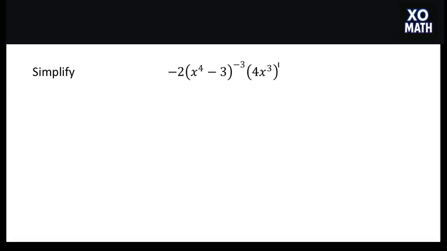So that means that the first thing that we can do is think about this as -2 times the quantity x to the fourth minus 3 to the -3 times just 4x cubed, not in parentheses. And because all of this multiplication is commutative, I can multiply the -2 and the 4x cubed to arrive at -8x cubed times the quantity x to the fourth minus 3, all to the -3rd power.